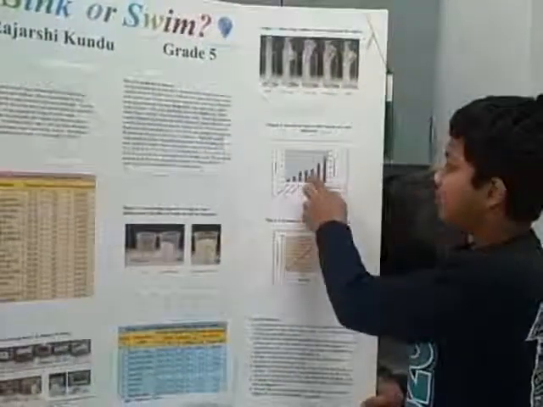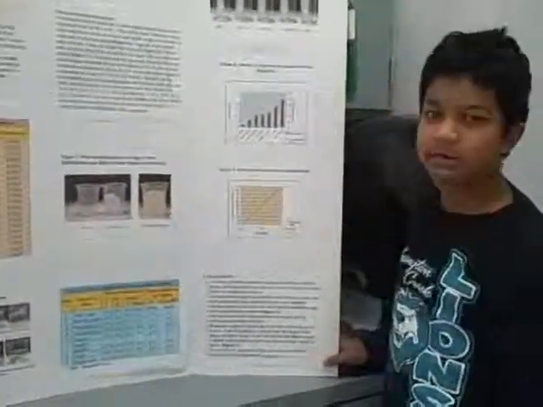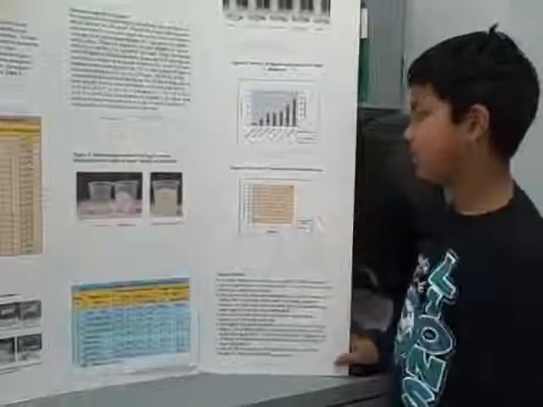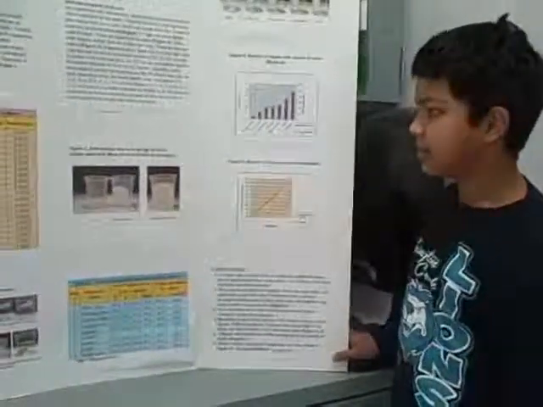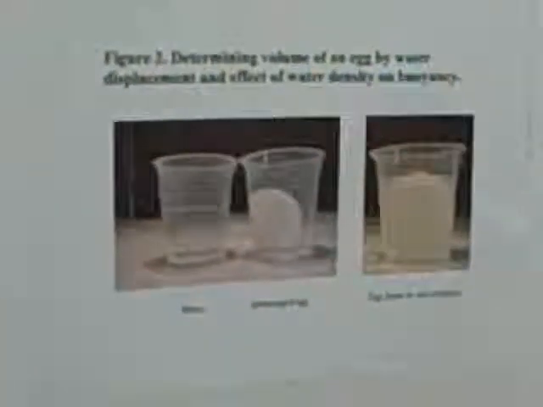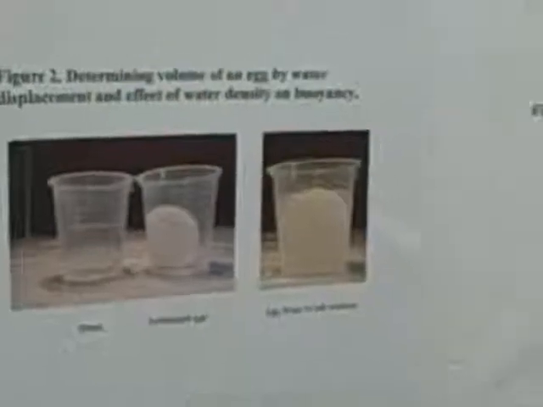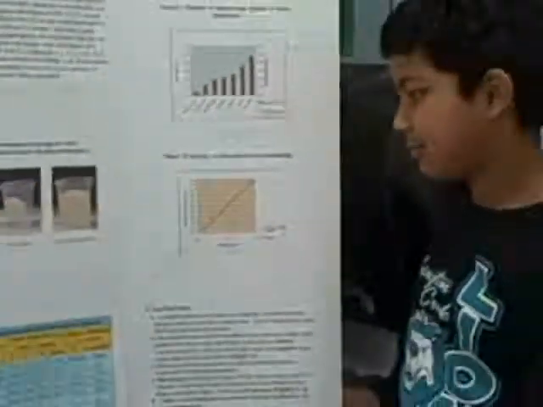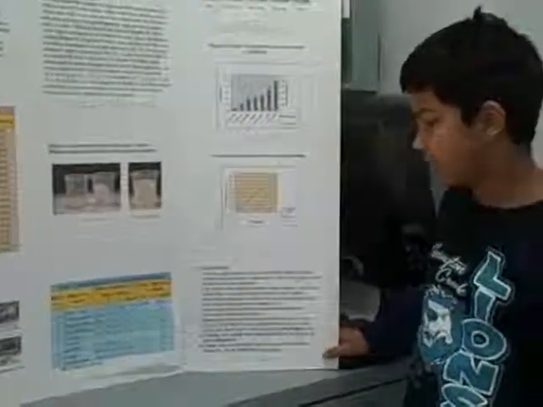And here it shows the comparison between the density of the objects and the volume of water displaced. And here it shows the linearity of the density versus buoyant force relationship. And I want to come back to this thing. I did a side experiment. It was the effect of water density on the buoyancy of an egg. And I saw that when I put the egg in the water, it sunk all the way, but when I put the salt solution into the water, the egg started to float.